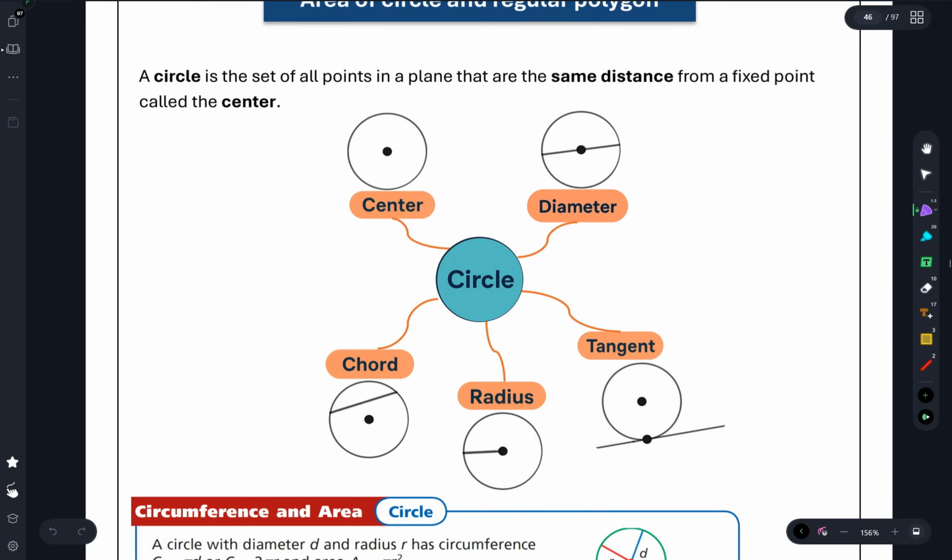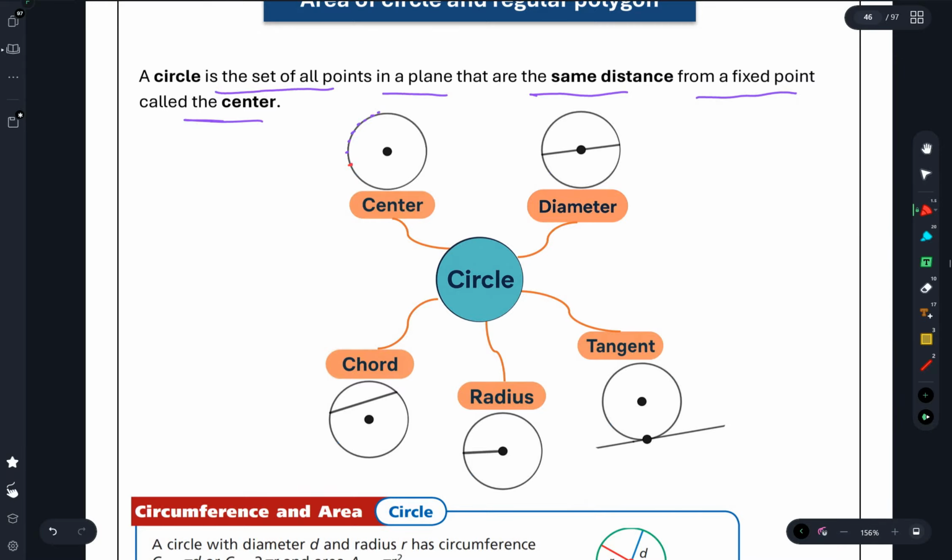A circle is the set of all points in the plane that are the same distance from a fixed point called the center. A circle is made of infinite points that join each other, like the one we have on the screen. Do you see? Let me change the color to red. Do you see better?